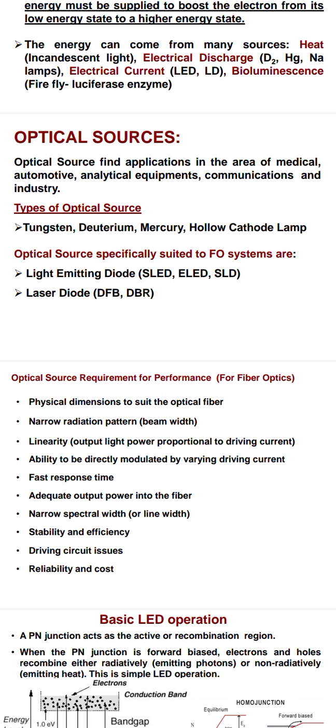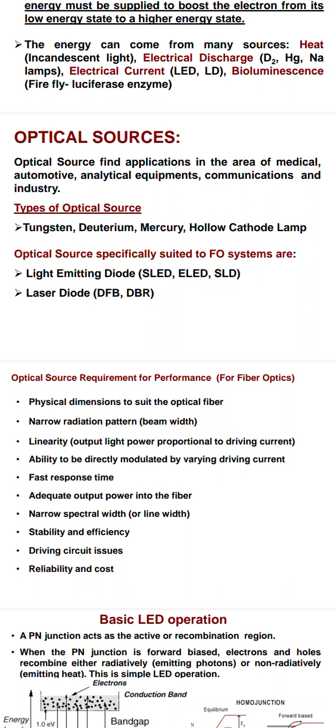Then, what are the types of optical sources? Lamps are very important: the tungsten wire lamp, deuterium, mercury and hollow cathode lamps are used as light sources. For LED diodes, there are mainly two types, the S LED and the E LED. S means the surface light emitting diode, and E means the edge light emitting diode. The second type of diode, the laser diode, we will discuss in the next part.